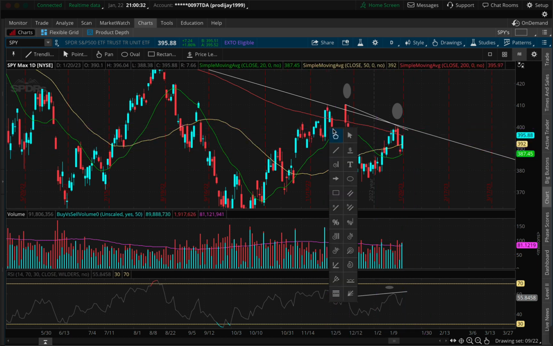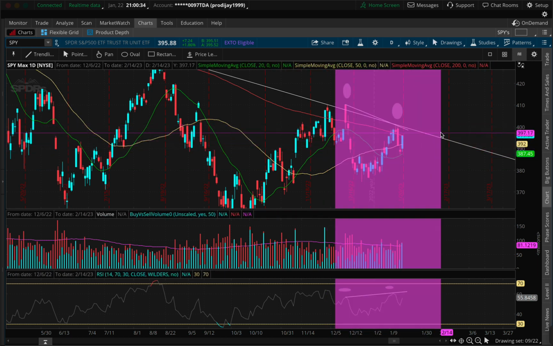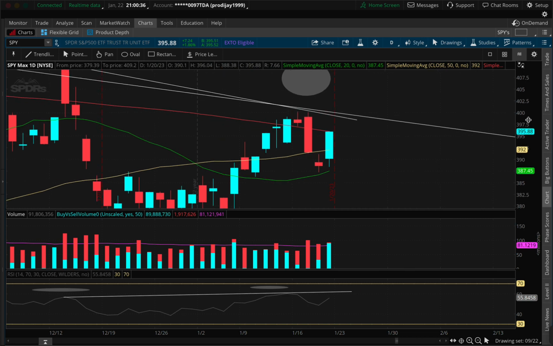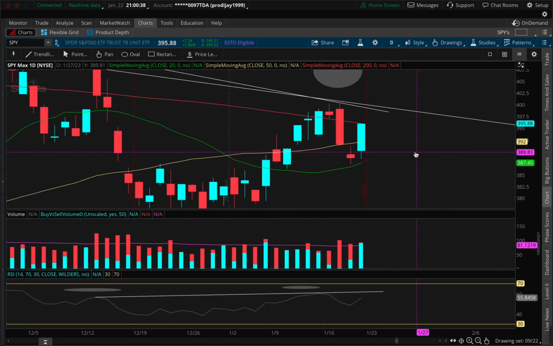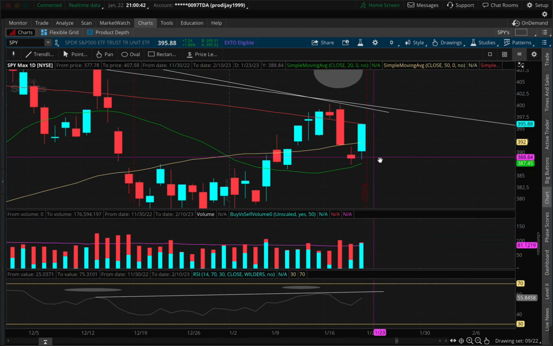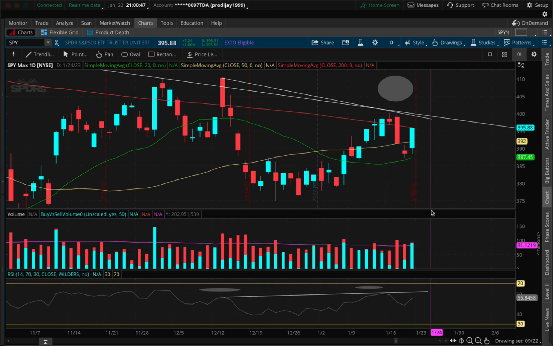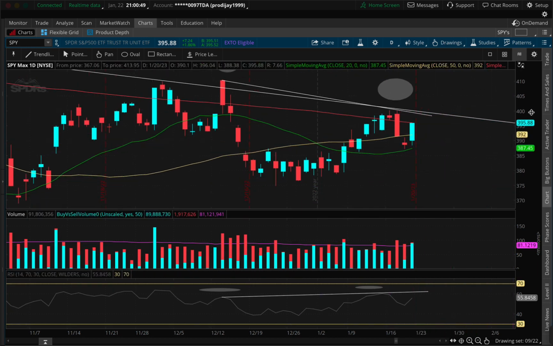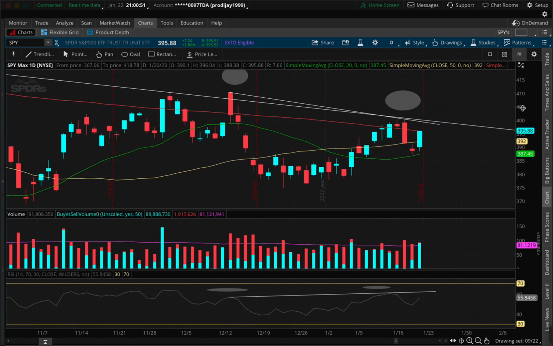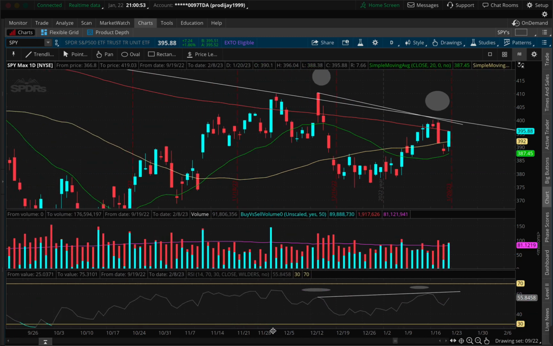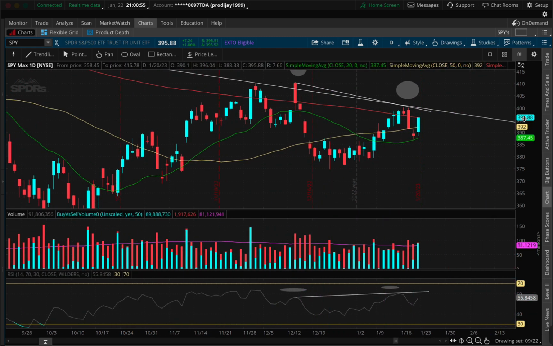But so far on the daily, if I zoom in on the daily, what I like to do next is compare the volume and these candlesticks and look at price action for what happened these past few days. So let's look at some good stuff right here.